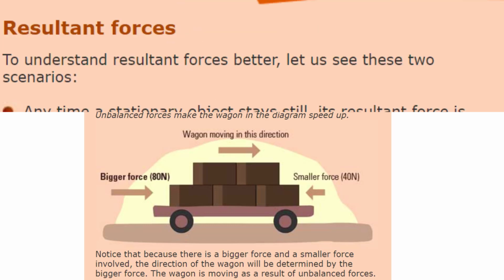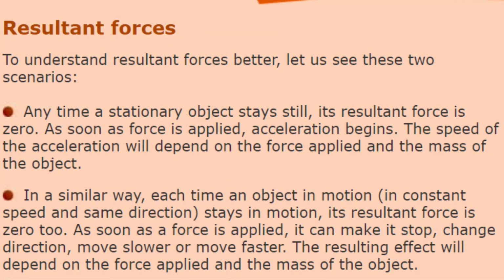Resultant forces. To understand resultant forces better, let us see these two scenarios. Each time a stationary object stays still, its resultant force is zero. As soon as a force is applied, acceleration begins. The speed of the acceleration will depend on the force applied and the mass of the object. In a similar way, each time an object in motion at a constant speed and in the same direction stays in motion, its resultant force is zero too. As soon as a force is applied, it can make it stop, change direction, move slower or move faster. The resulting effect will depend on the force applied and the mass of the object.